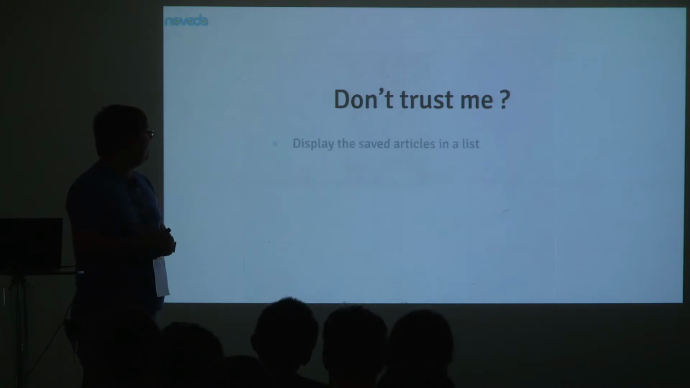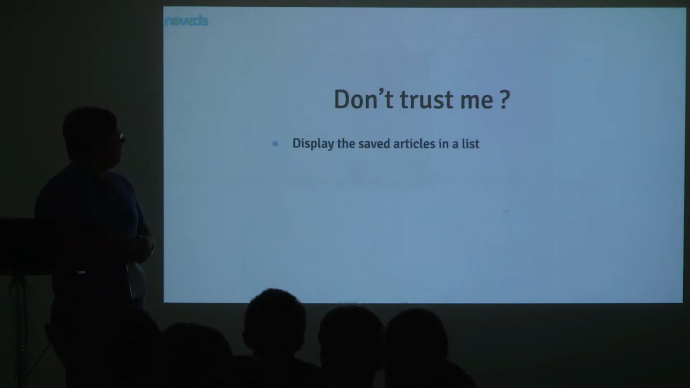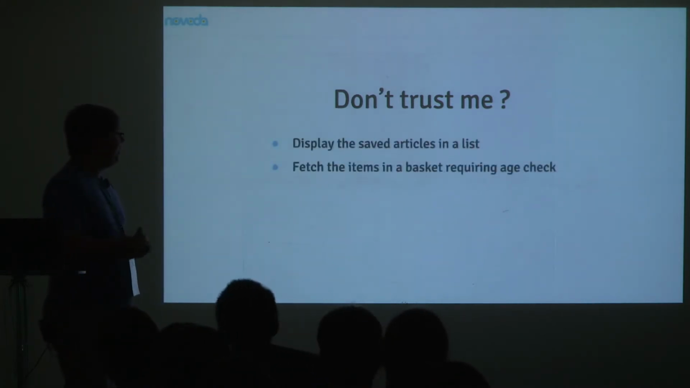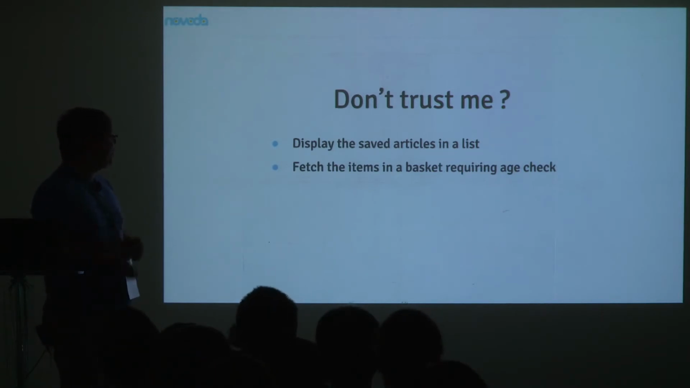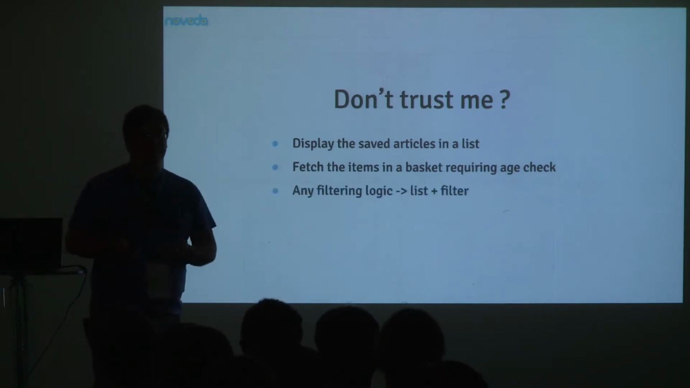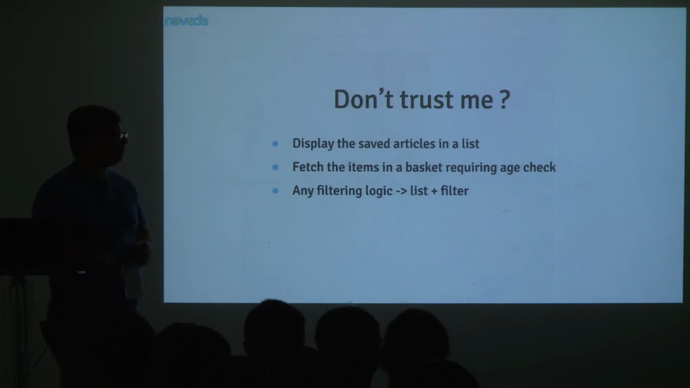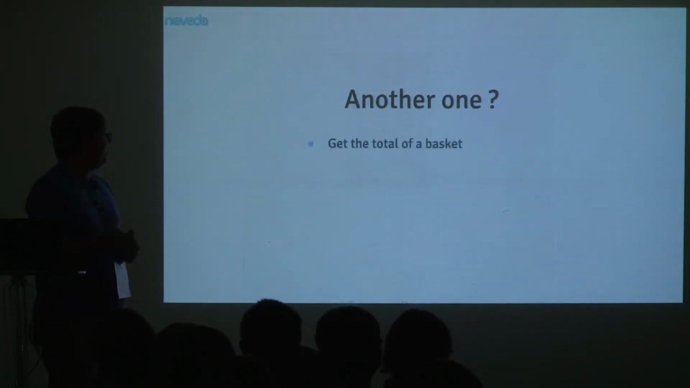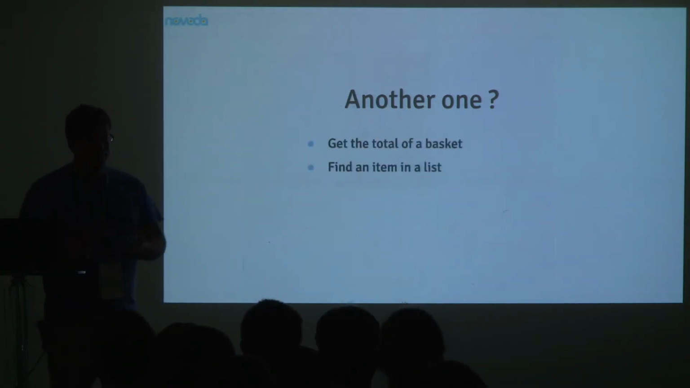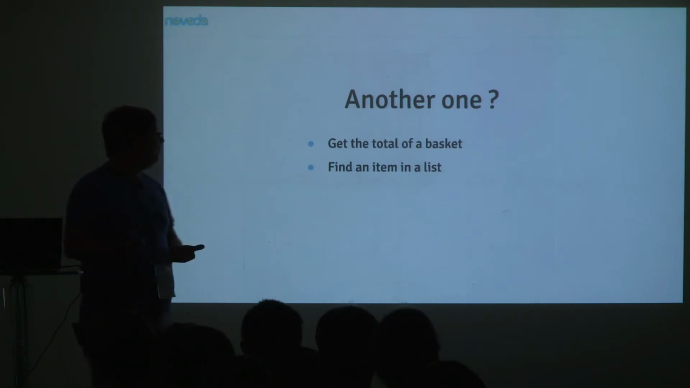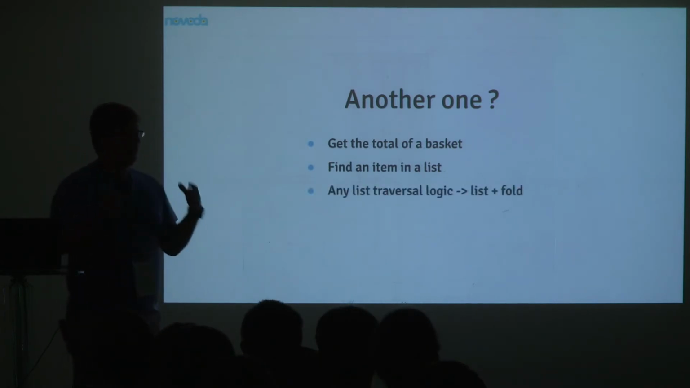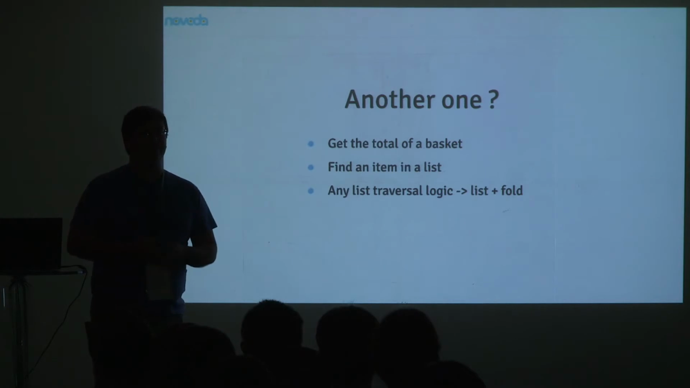All right, so let's have a look. If I want to display only the saved articles, if I want to fetch the items in a basket that require some form of check, all of those are filtering logic. They're a list and a filter. If I want to get the total of a basket, if I want to find an item in the list, all of those are some form of traversal upon a collection, and they can be expressed using fold.